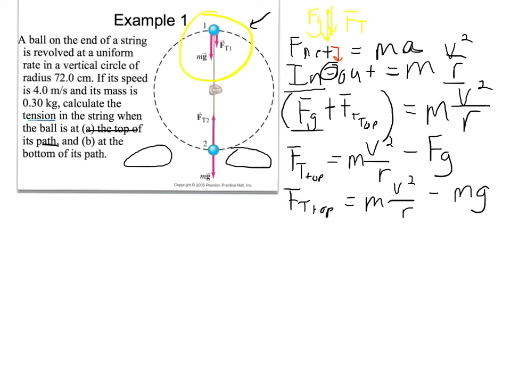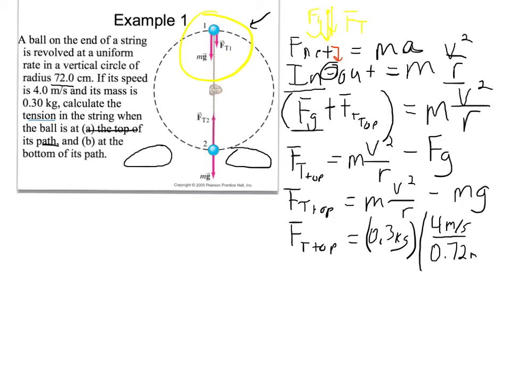And now I think we're ready to substitute in. So force of tension at the top equals the mass of the thing, which is 0.3 kilograms, times its velocity, 4 meters per second, over the radius, which needs to be in meters, so 0.72 meters. So that's convert to meters. And our 4 on the top does get squared, minus mg, so 0.30 kilograms times 10 newtons per kilogram. Sorry that didn't all fit in one line.